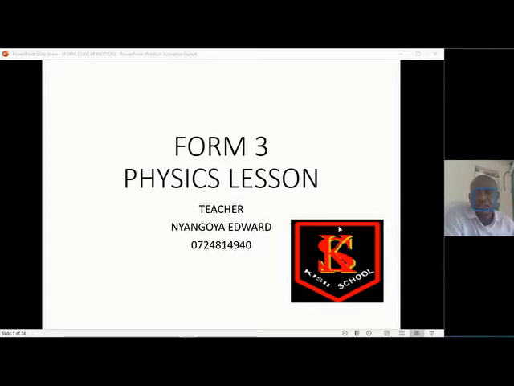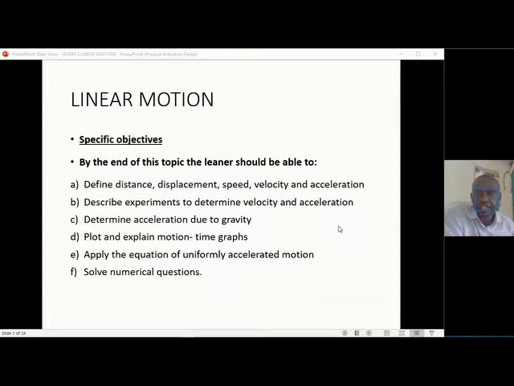Today we shall look at linear motion, and under linear motion, at the end of this topic, you as the learner should be able to define the following terms: distance, displacement, speed, velocity, and acceleration. Then part B, we describe experiments to determine velocity and acceleration. Then C, we determine acceleration due to gravity. Then we can be able to plot graphs on motion, time graphs, apply the equations of uniformly accelerated motion, and solve numerical problems. Today, we'll only handle the first objective, that is define distance, displacement, speed, velocity, and acceleration.